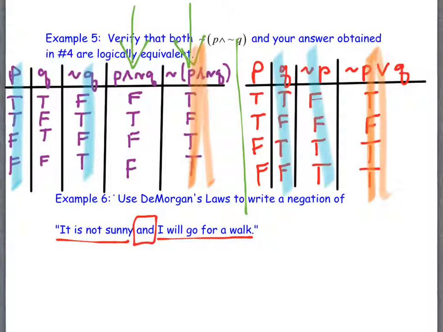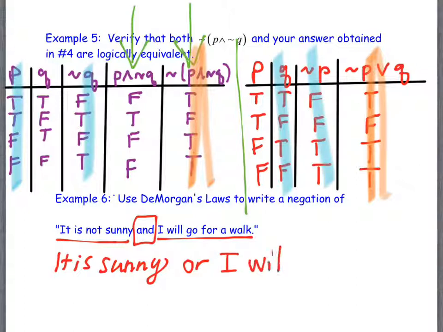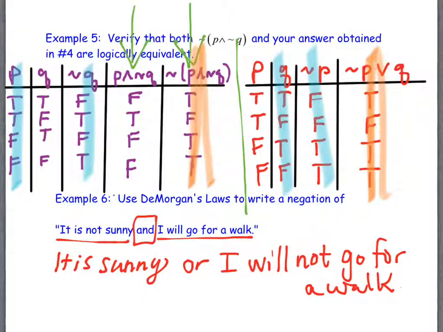Now, that's three things that all have to change in order to change this to its negation. It says, it is not sunny. What's the negation of that? It is sunny. Okay, now I've got the box where it says and. What do I do for and? I change it to or. Then I've got the statement that says, I will go for a walk. It's I will not go for a walk. That is the logical opposite of the first statement.